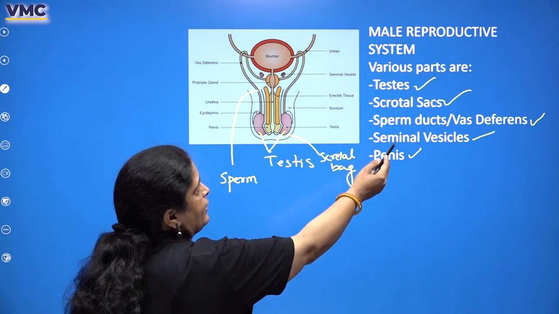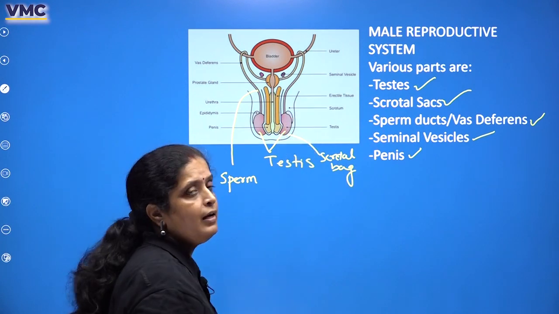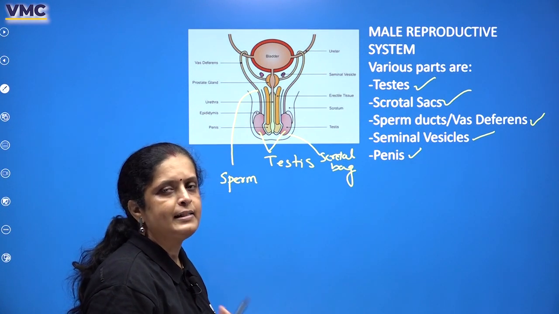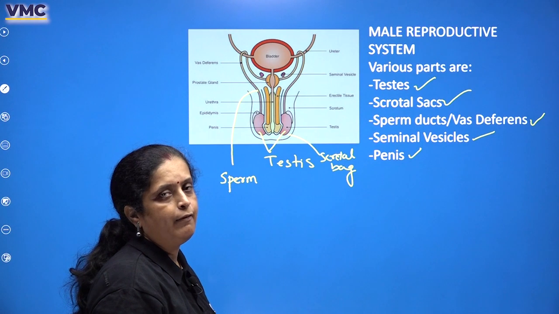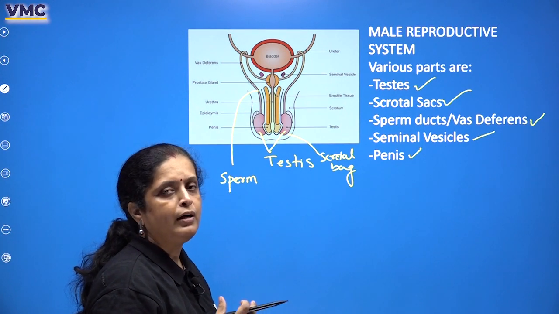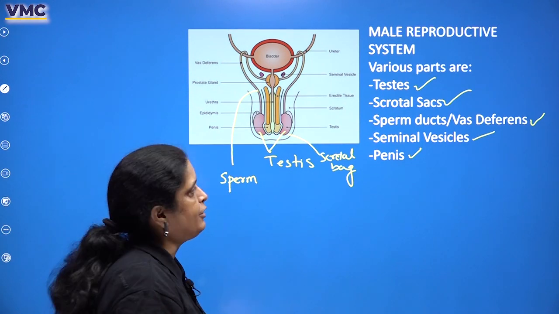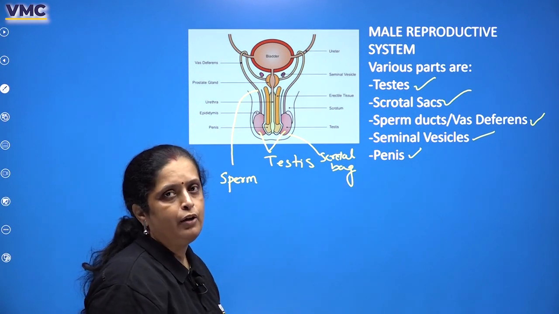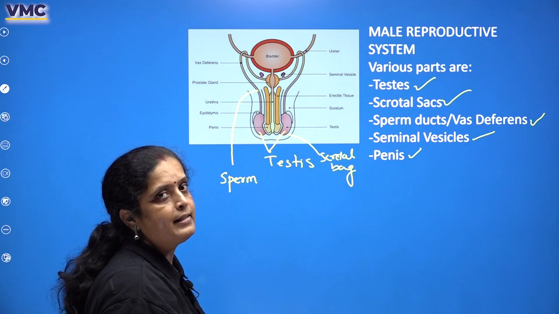From the sperm duct, it comes to the seminal vesicle, and seminal vesicle is producing a fluid, a semen that coats the sperm for it to have prolonged life and to give it protection, right? And then it is removed from the male body through the penis. Let's discuss this in detail.